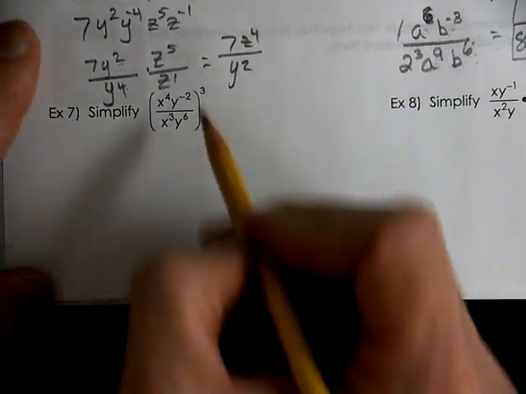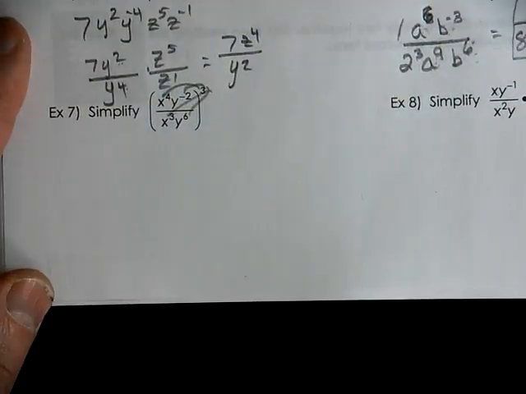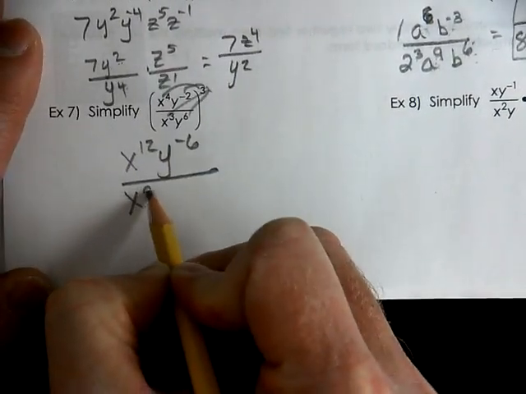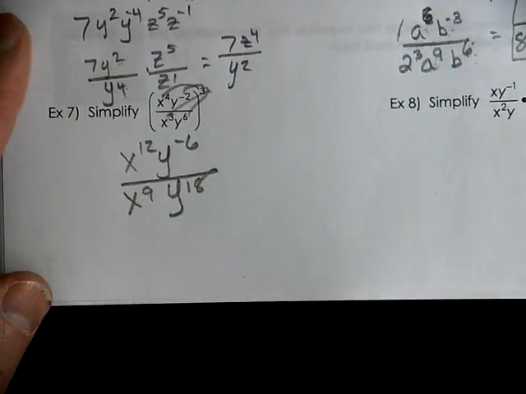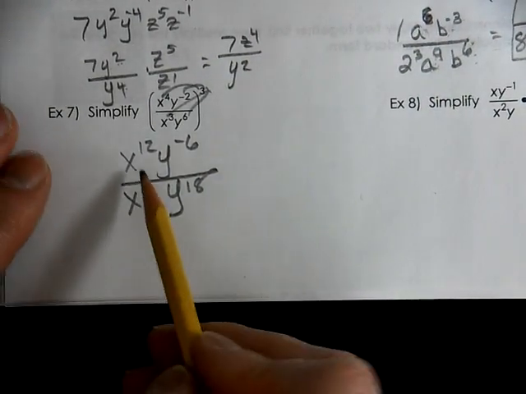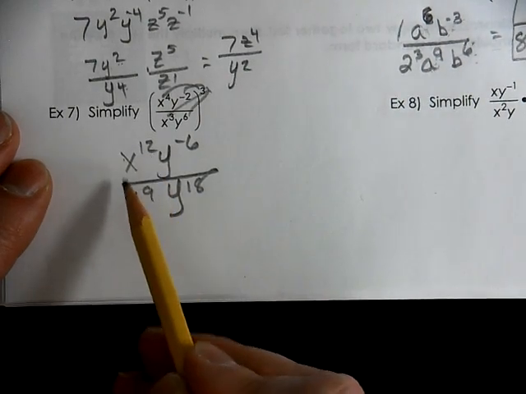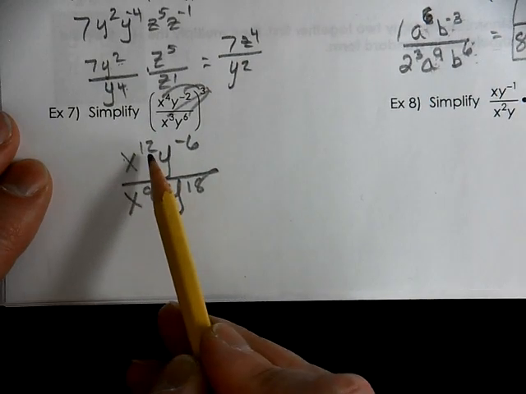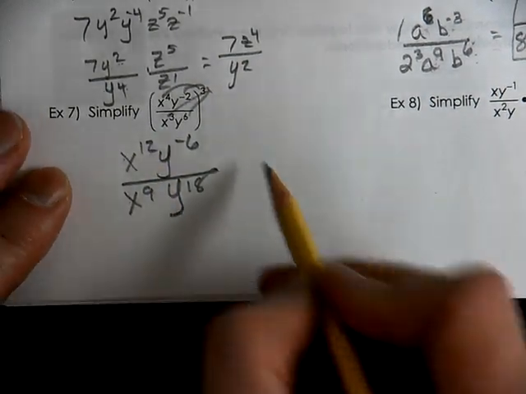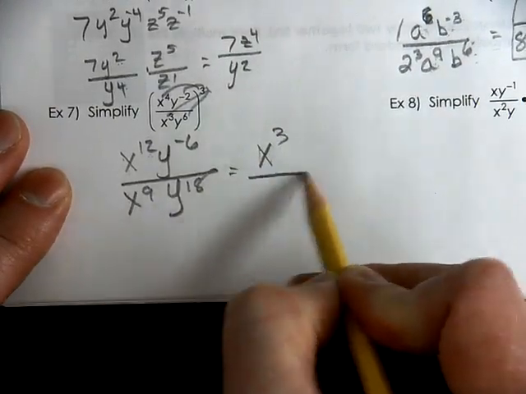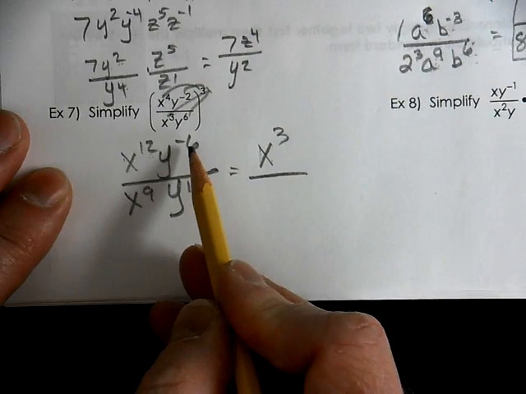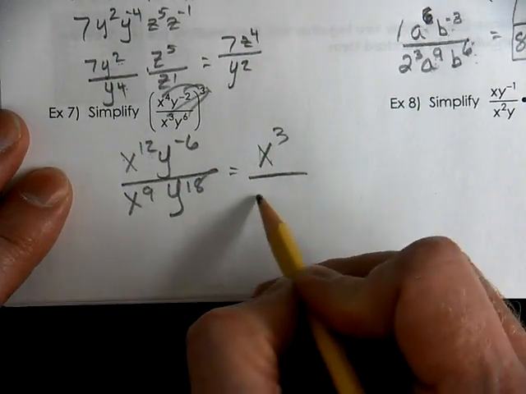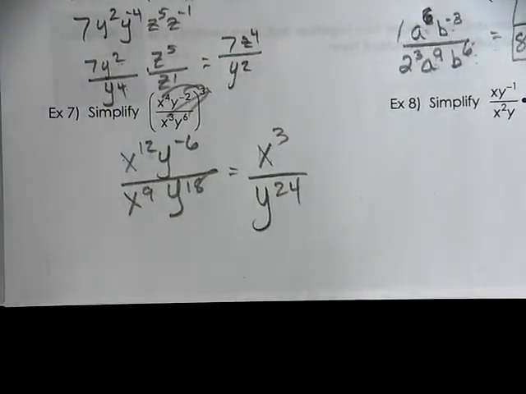All right, moving to number 7. Distribute our exponents in. I notice that my x's have the same, or obviously the same base. I have more, 12 is bigger than 9. I have more on top than I have on bottom. I have 3 more on top than I have on bottom. With the y's, I have a negative exponent, so it's going to come to the bottom, and when it comes to the bottom, it adds in with the 18. And that becomes 24.